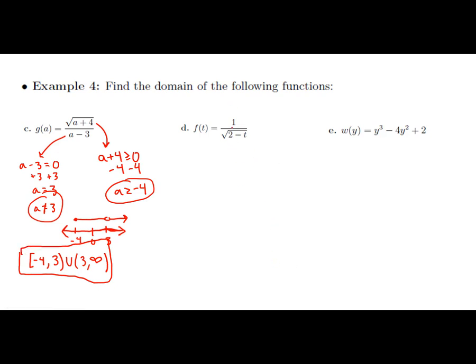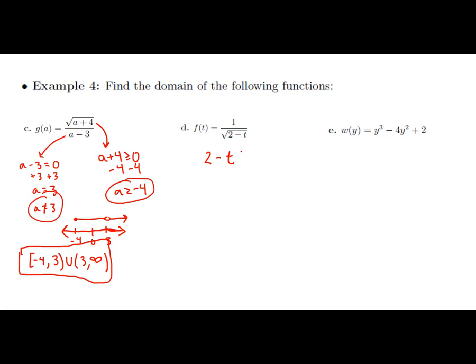All right, in part D here, we have a square root again, but then that square root is in the denominator. So when we see the square root, we automatically say, all right, well, that needs to be bigger than or equal to 0. But I actually don't want it to be 0, right? Even though that doesn't give me a problem with my square root, because the square root's in the denominator, that would cause me to divide by 0.